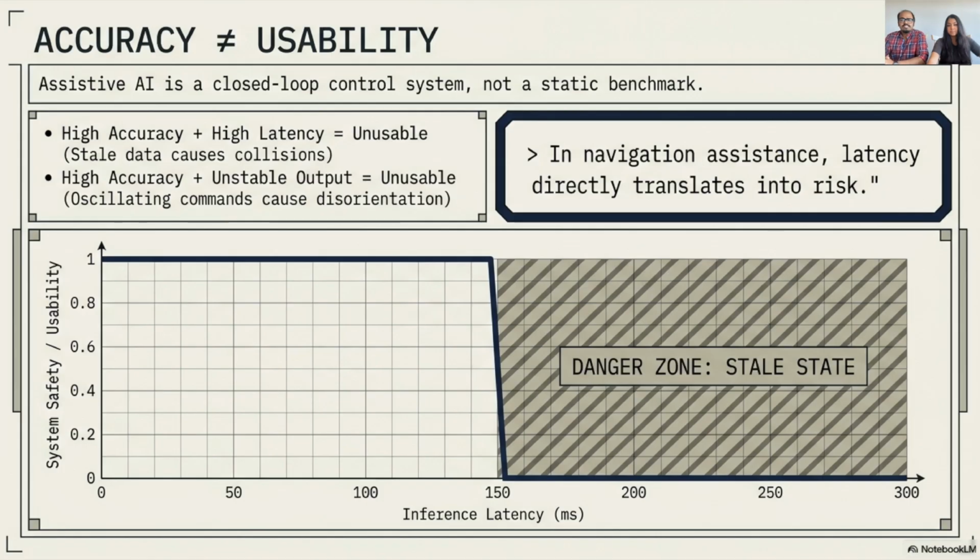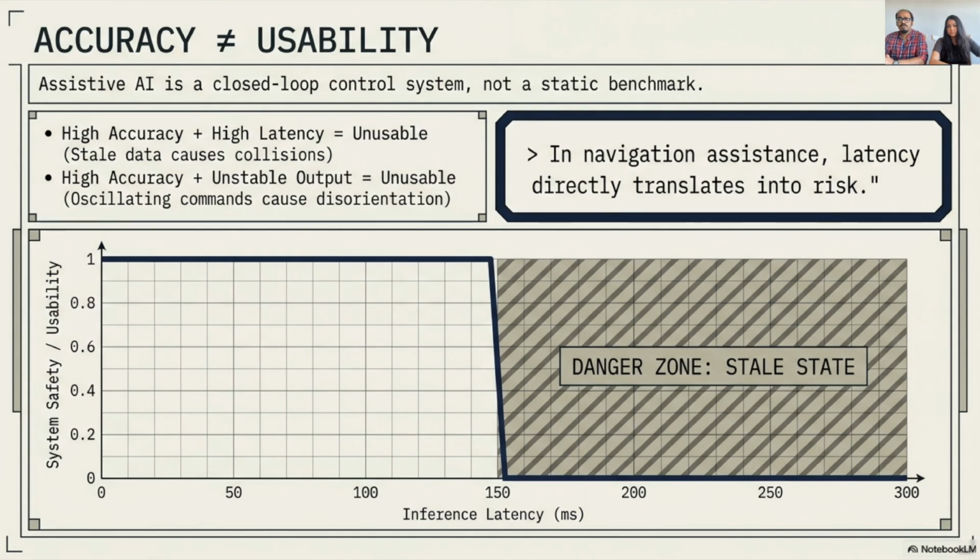So, on the next slide, we can see that accuracy is not always equal to usability. Assistive AI is a closed loop control system, not a static benchmark. That distinction is the whole game. When you evaluate a vision model in research, you compute mean IOU on a held out test set and publish. The evaluation is decoupled from time. Nothing happens between these predictions. That breaks the moment a human enters the loop.